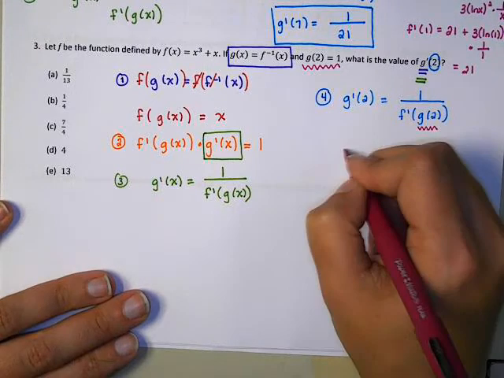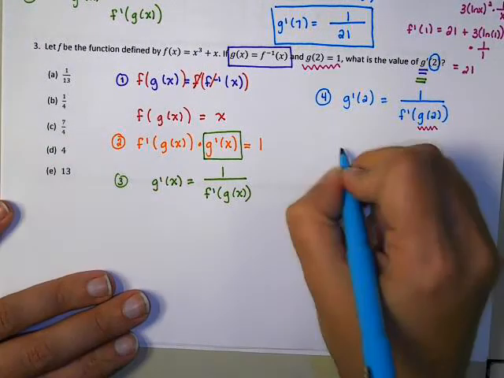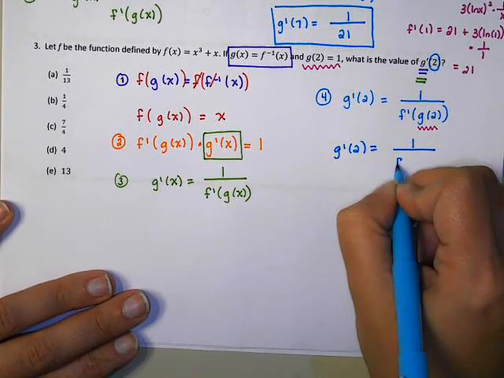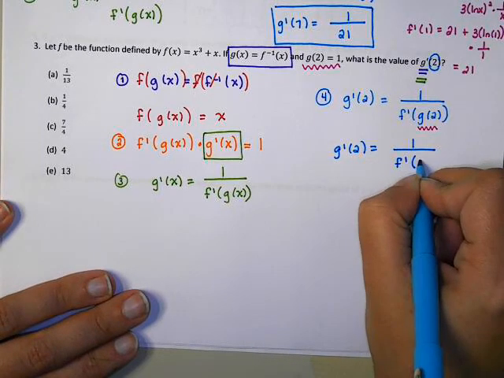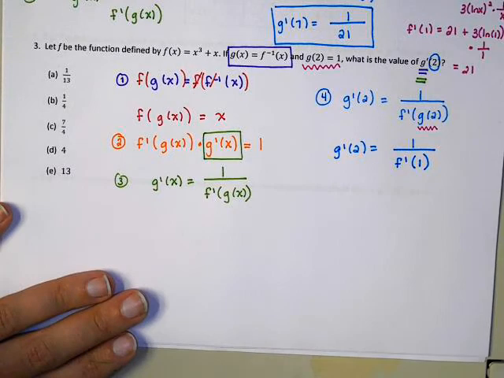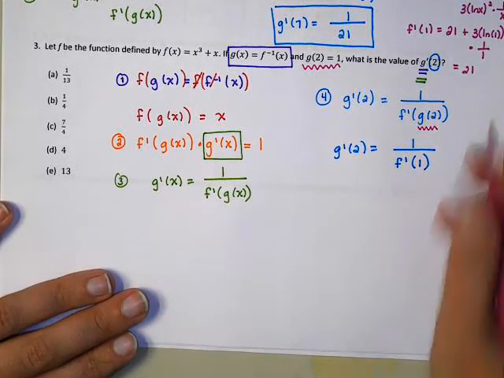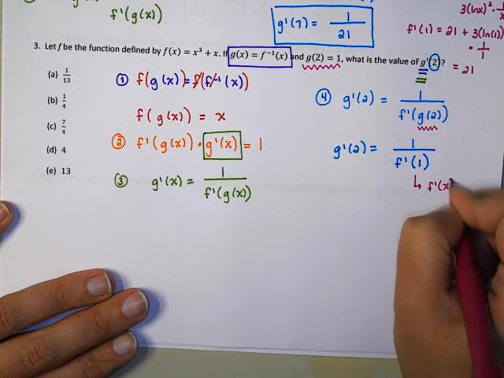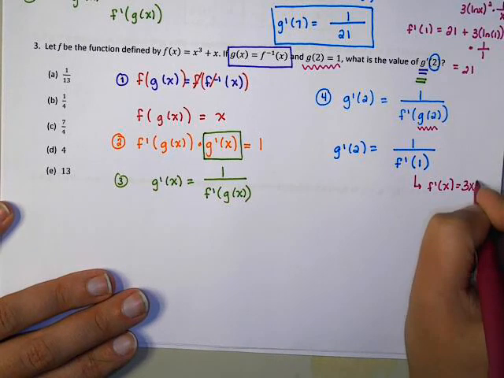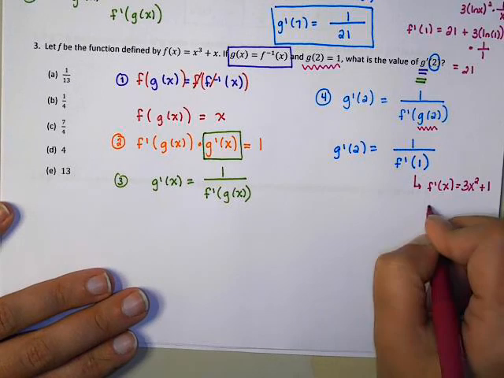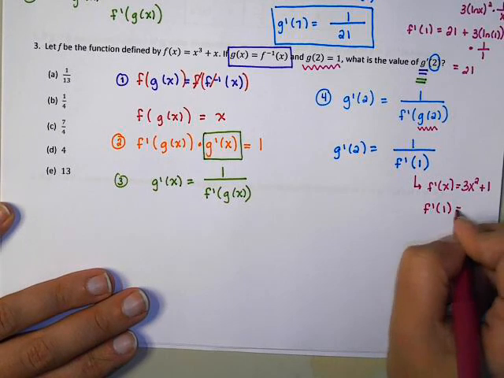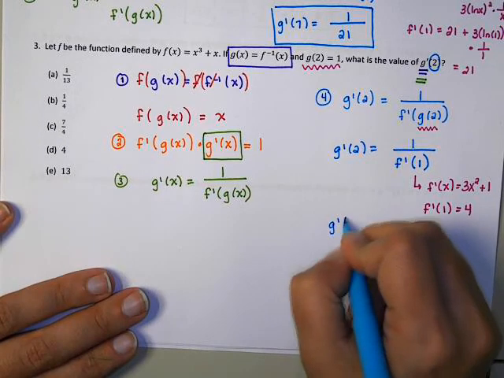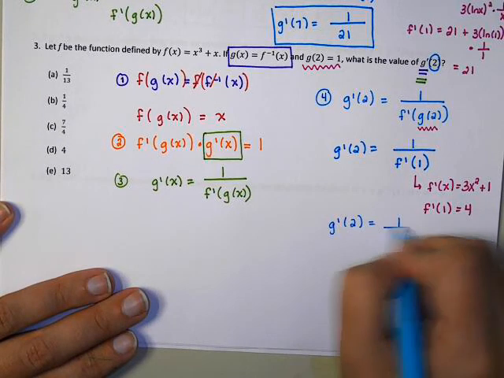So I would have g prime of 2 equals 1 over f prime of 1. Now I'm going to use the function that I was given. I'm going to find f prime, which would be 3x squared plus 1. I'm going to plug in the number 1, which gives me 4. And so I know that g prime of 2 would be 1 over 4.